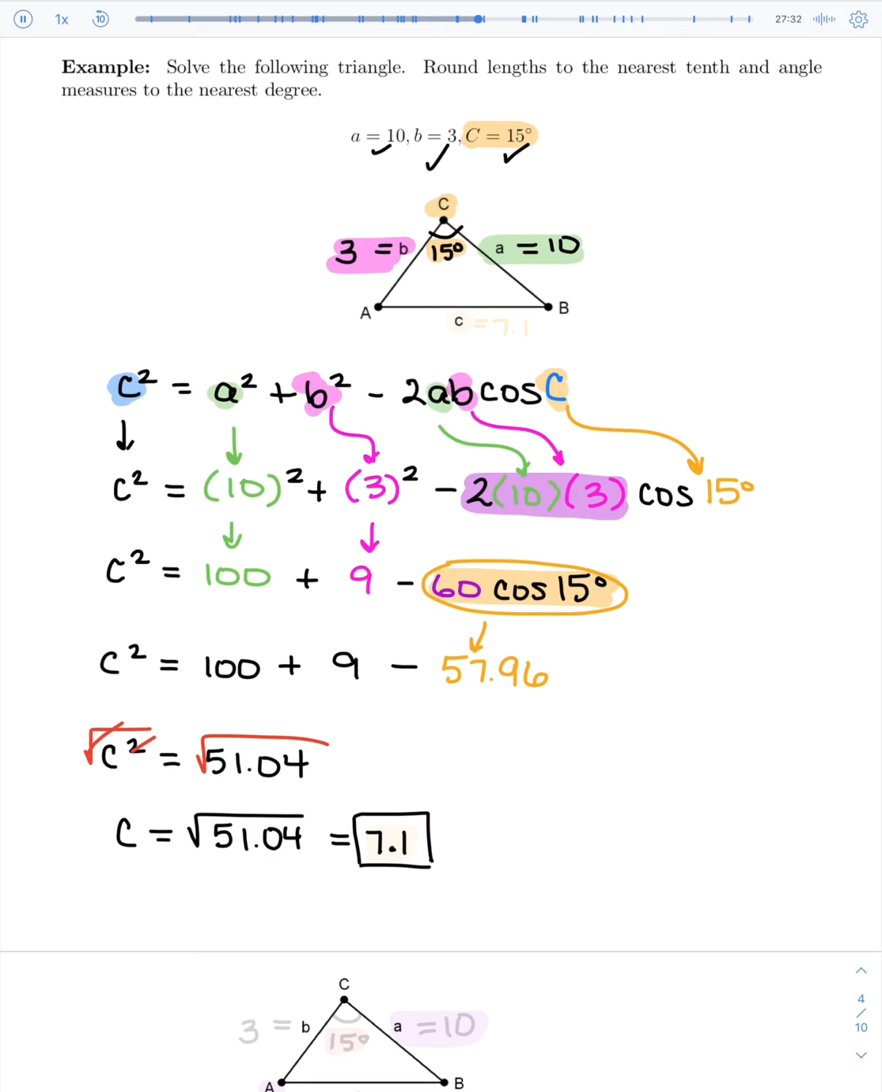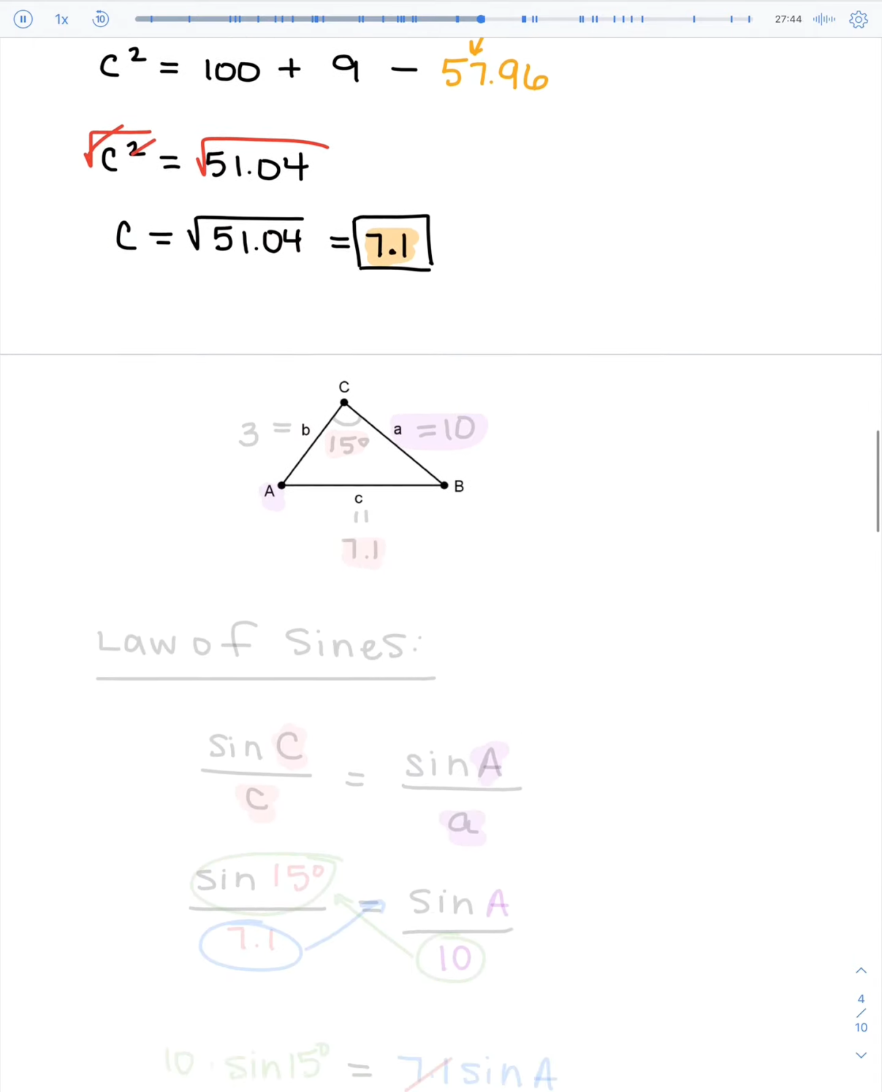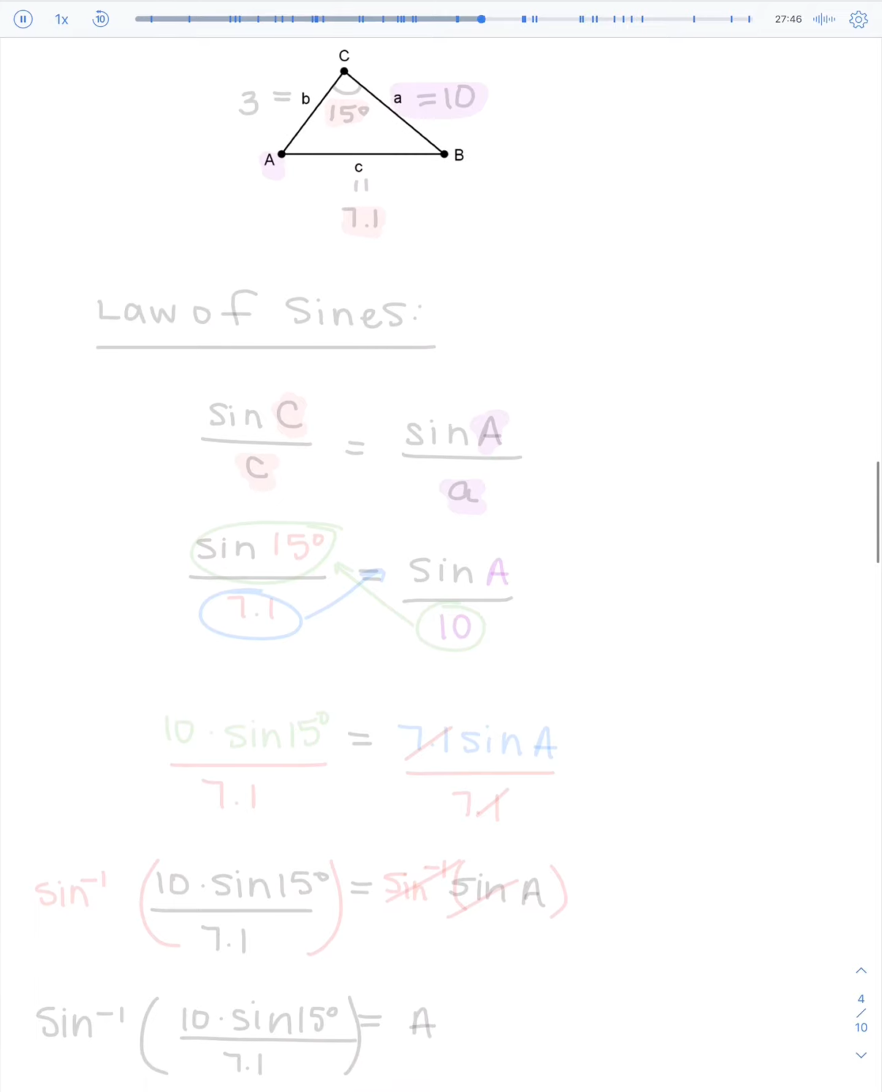But we can go back to our picture and fill in our side C now. Our side C here is 7.1. So now we have all three sides and one of the angles, but we have not solved the triangle because we are still missing two angles. We need to get one more angle next, and then we'll worry about the last angle last. So one thing at a time.